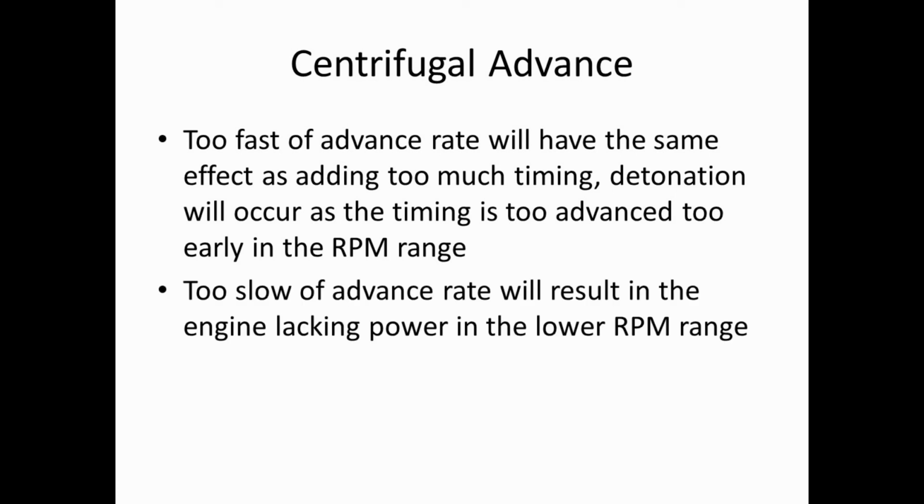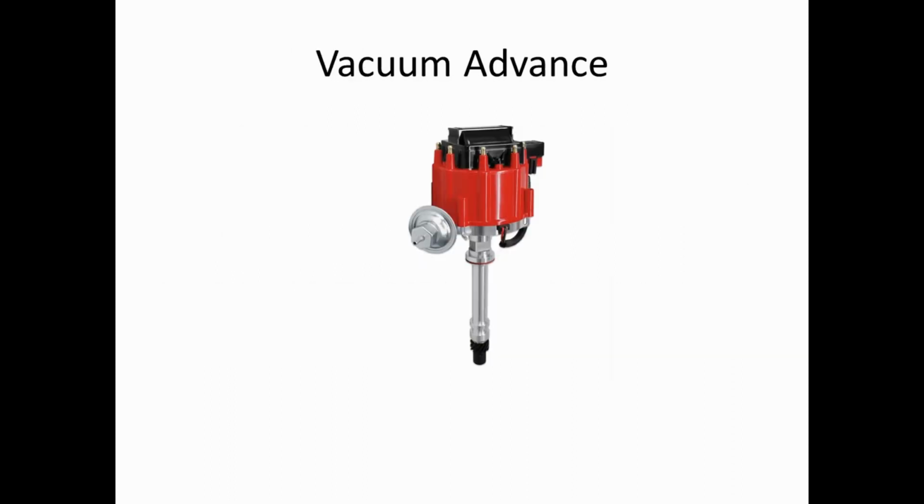Too slow of an advance rate will basically cause the engine to be sluggish in the lower RPM range, and as it achieves total timing higher up, it'll achieve more power. But your power curve is going to be much shallower lower down in the RPM range. So that was centrifugal advance in a nutshell.